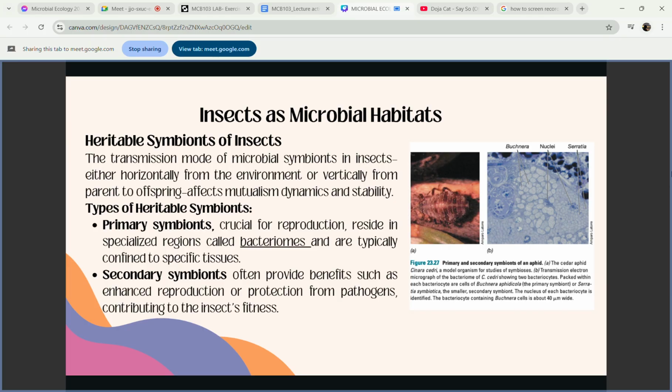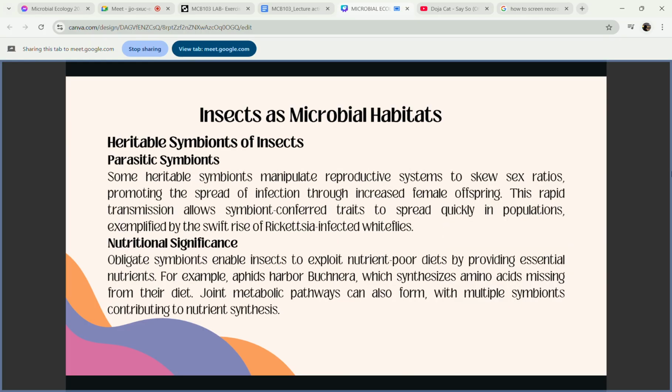Like pathogens, they invade different cell types and may live extracellularly within the insect's hemolymph. Hemolymph is the fluid equivalent to blood in most invertebrates, which occupies the hemocoel. So, next slide, please.